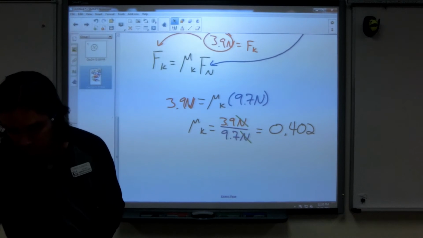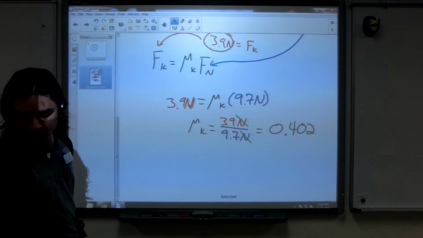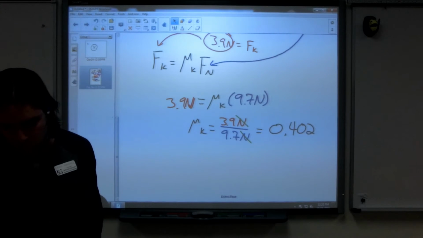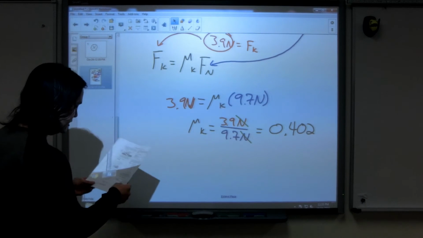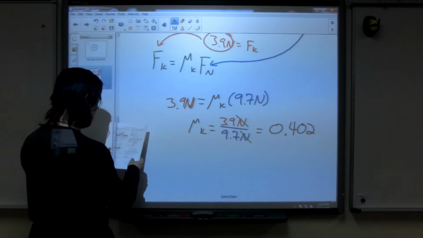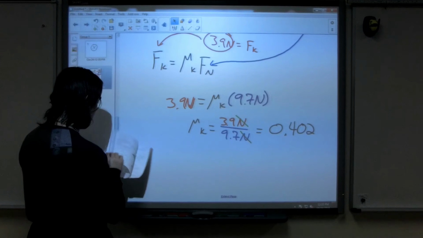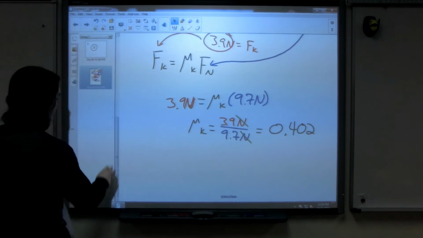Because they ask a follow-up question. A weight, W, is now placed on the block and 4.6 newtons is needed to push them both at a constant velocity. What is the weight of the block? Answer in newtons, I believe it's asking for.